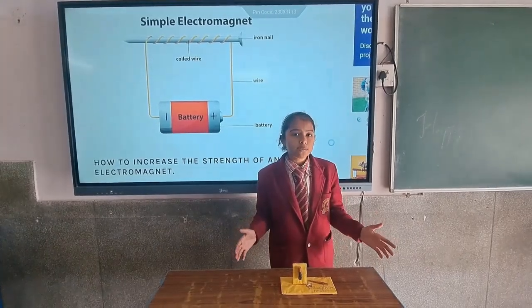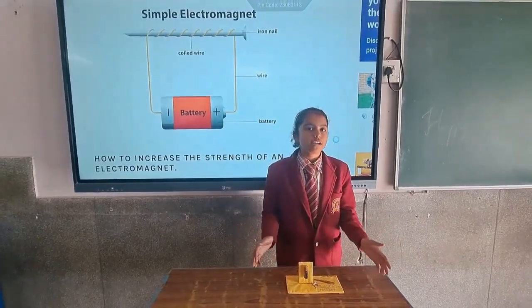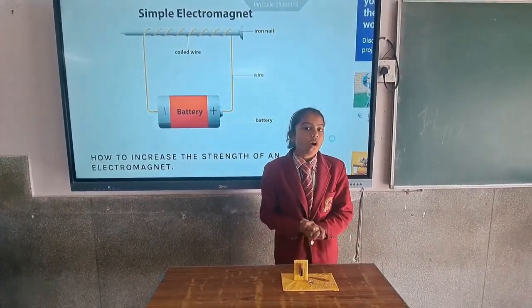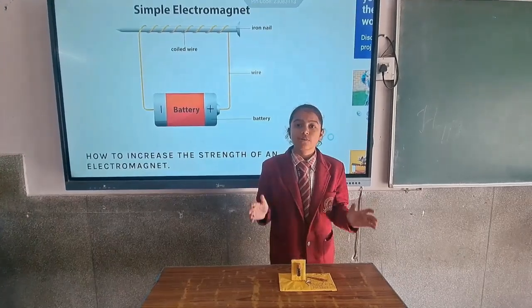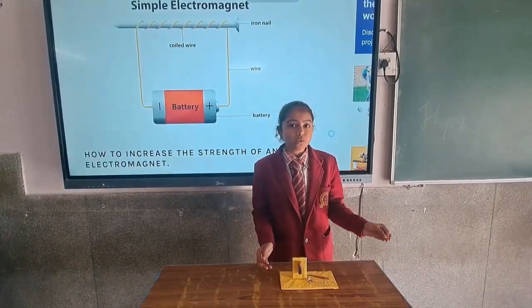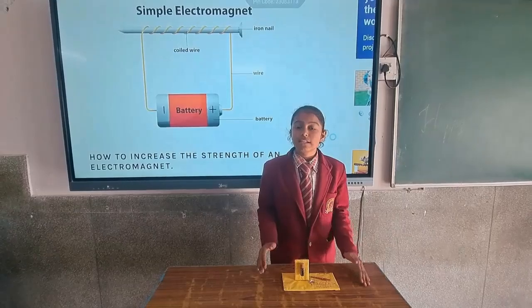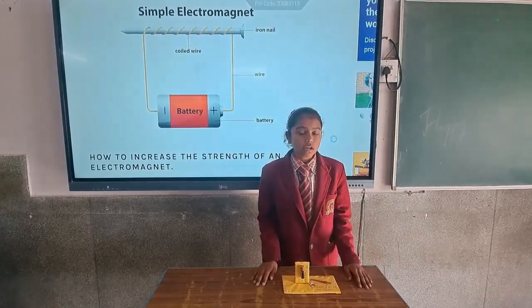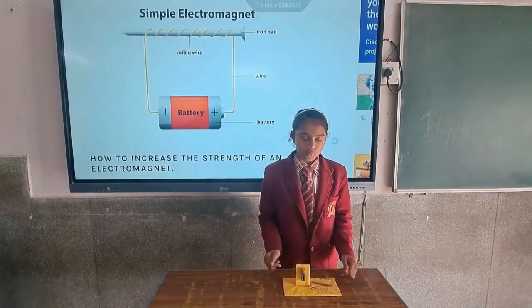Today I am going to explain a working model of an electromagnet. Do you know what an electromagnet is? An electromagnet is a temporary magnet which is made by passing an electric current through a coil of wire. Now I will tell you how it works.